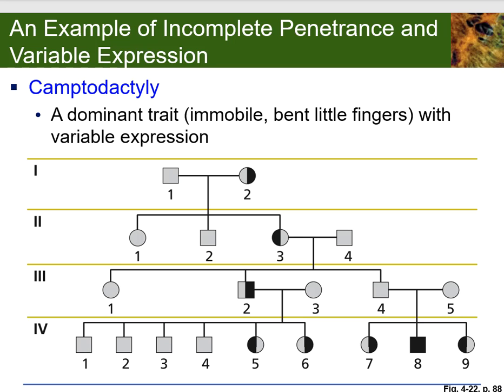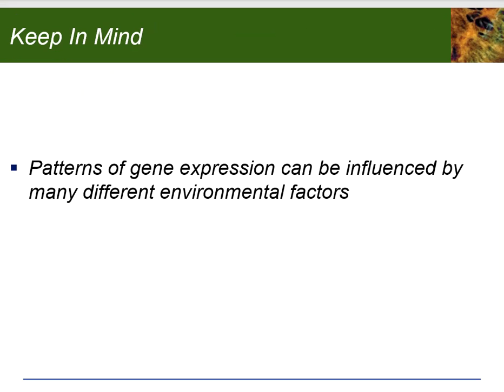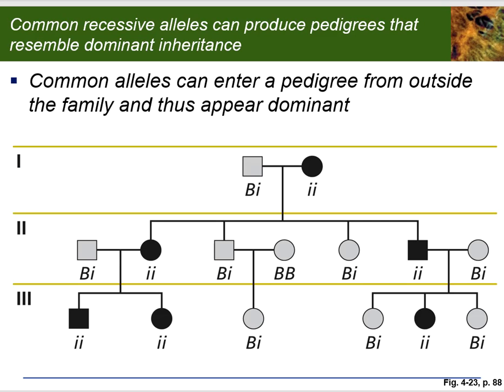Okay, here's an example of incomplete penetrance and variable expression. Camptodactyly is a dominant trait where you have immobile, bent little fingers with variable expression. Keep in mind that patterns of gene expression can be influenced by many different environmental factors.